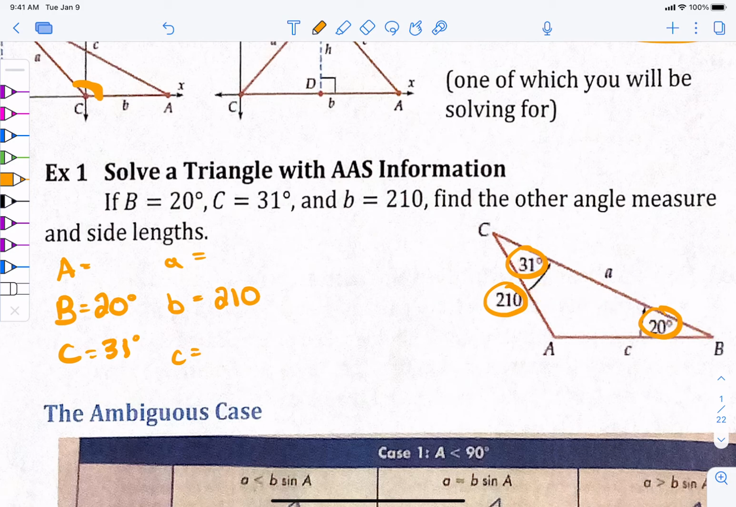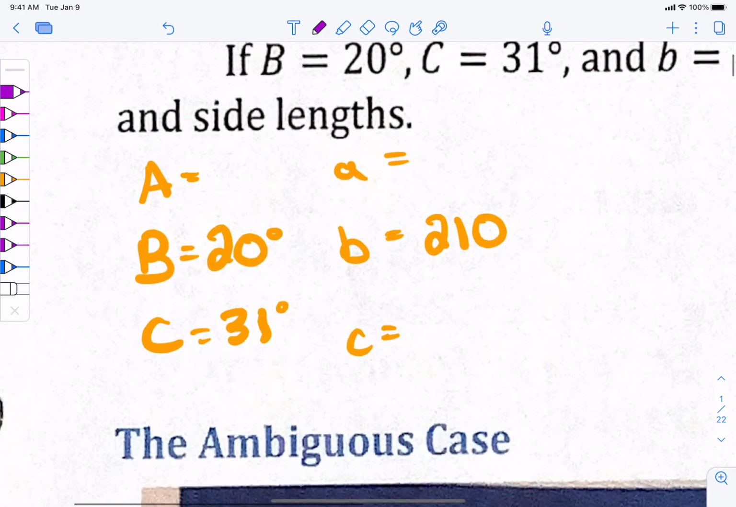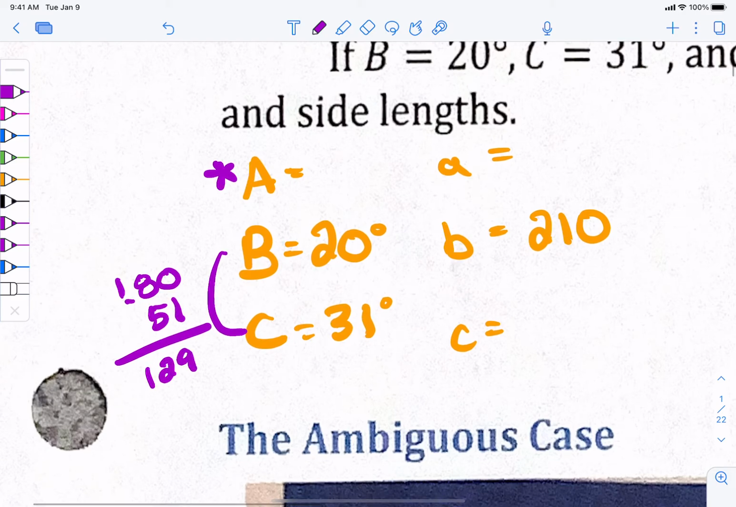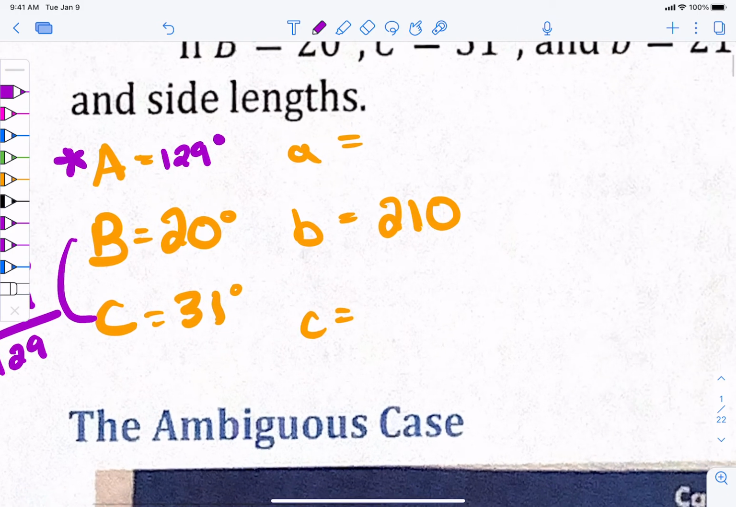There's that, and none of the other information we know, except we can find something really easily. What can we find really easy? Angle A, because these two added together are 51, and if I subtract that from 180, that gives me 129 degrees is what angle A is. So we can solve that guy really easy, okay?